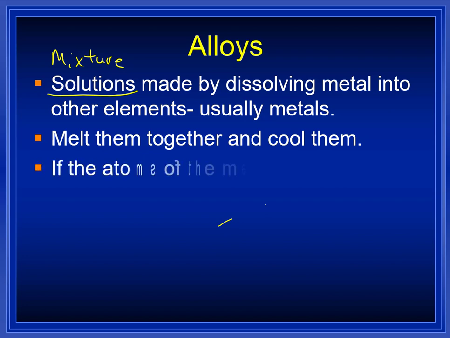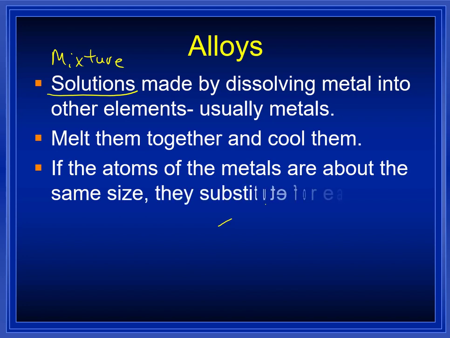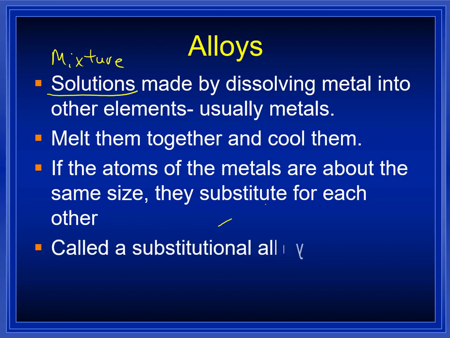Okay. Now, size matters because they do have a pattern. And if the atoms of the two different metals are about the same size, they can substitute for each other in the pattern. This is called a substitutional alloy.